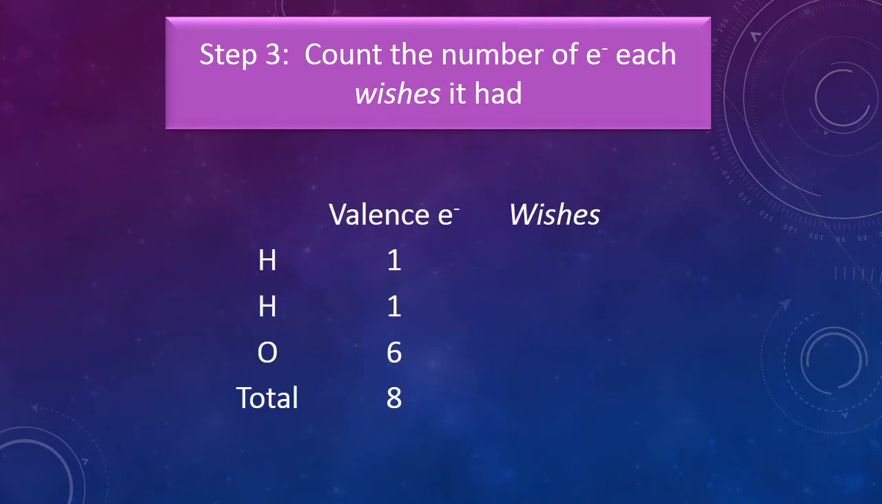The third step is to count the number of electrons it wishes it had. Hydrogen wishes it looked just like helium, so it has a wish for 2 electrons. And this one also. And oxygen wished it looked just like neon, so it wishes it had 8. So the total number of electrons that water wishes it had is 12 electrons.